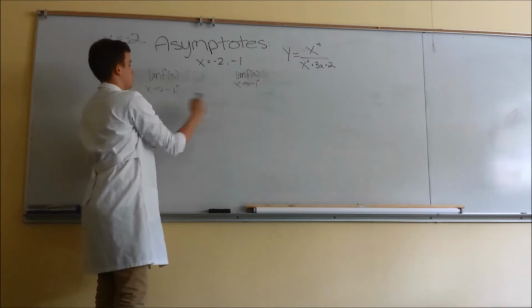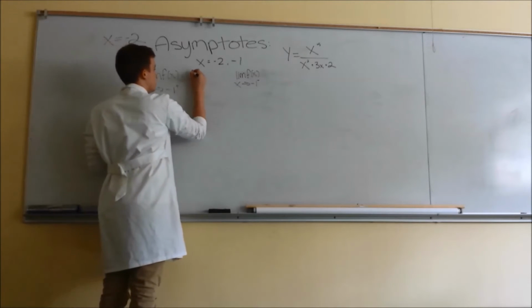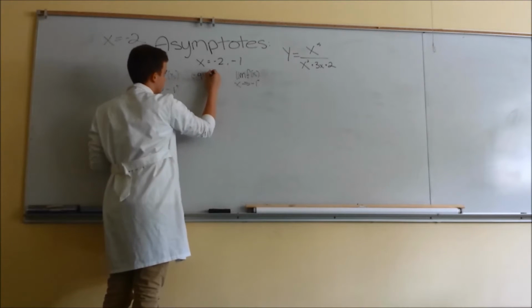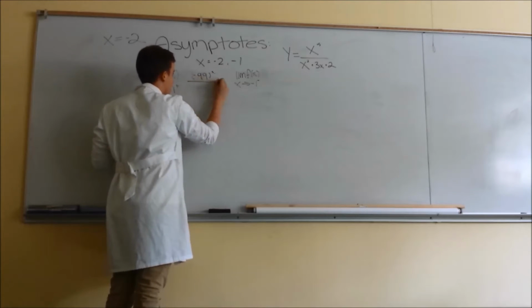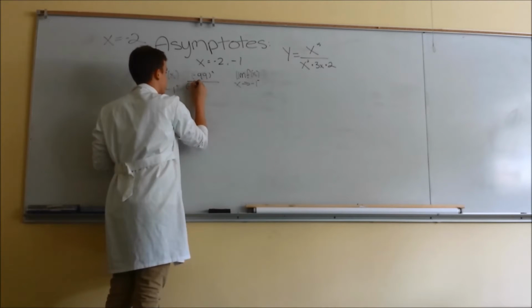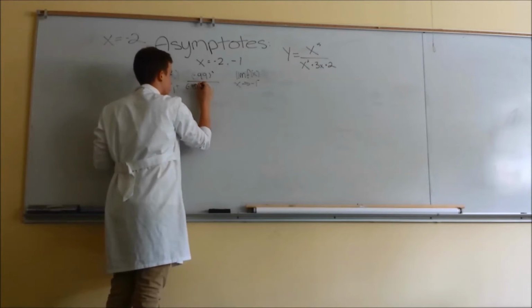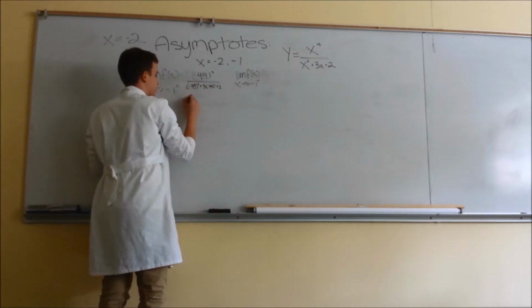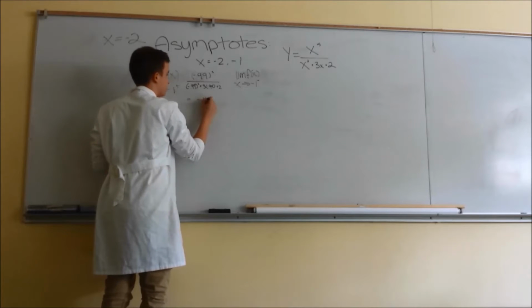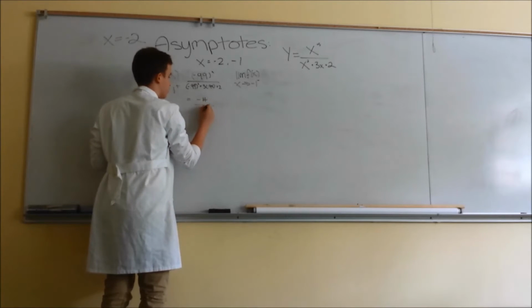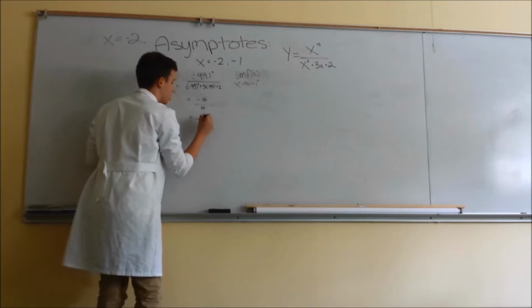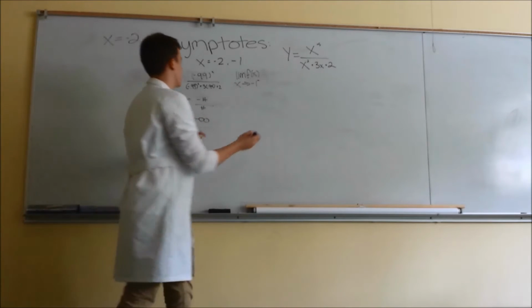And to do this, we're going to approach -1 from the right-hand side. So -0.99, let's say, to the power of 5, over -0.99 squared, plus 3 times -0.99, plus 2. And when you simplify this out, you'll get a negative number over a positive number, which indicates that it's approaching -infinity, which half proves that there's an asymptote.